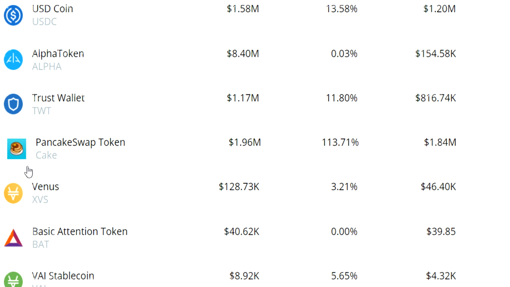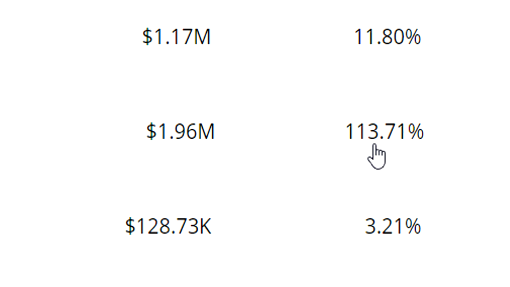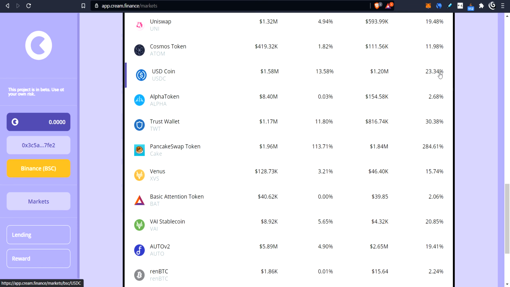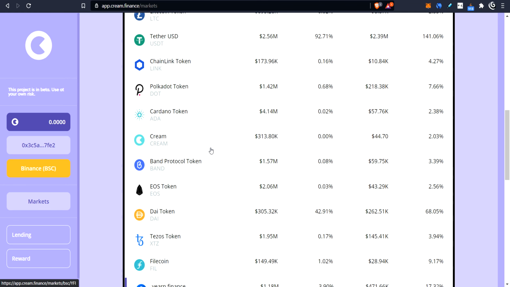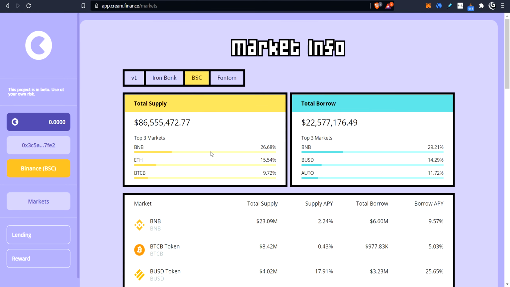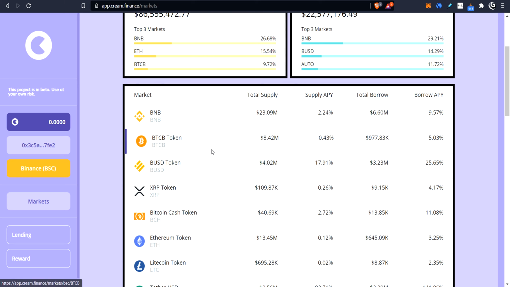And there's some really special ones like Cake. Look at this, 113% for lending your Cake on Cream. And then you can also borrow a different token versus this value, right? So it's not just merely you gain this asset, you can also borrow it. Now you have to take care of your borrowing and lending. You have to pay attention to your collateral ratio. You don't want to borrow too much and then get liquidated.